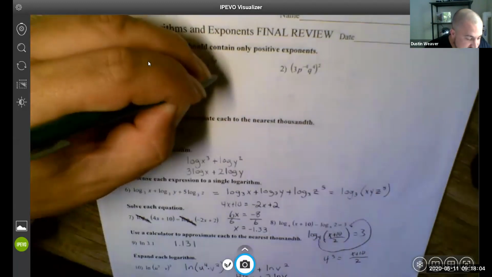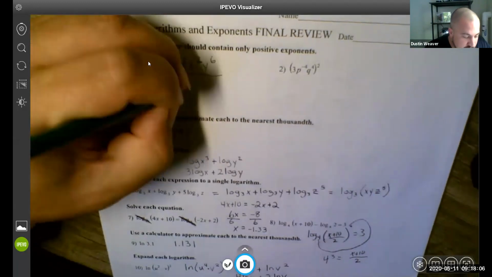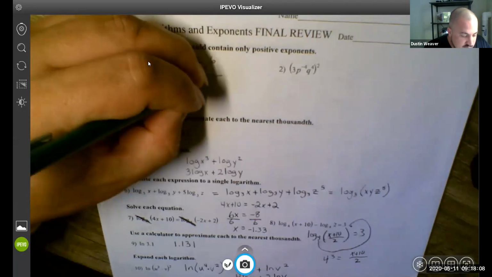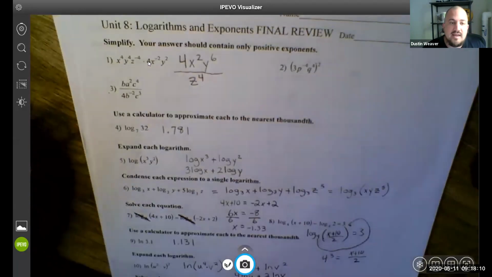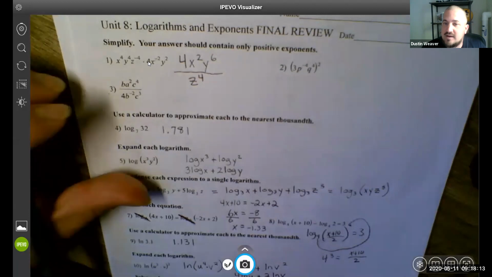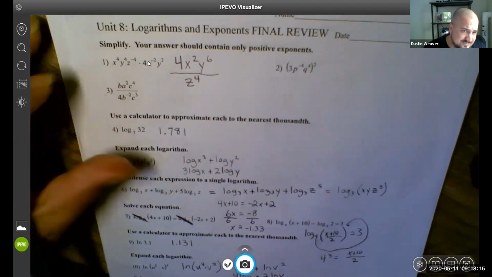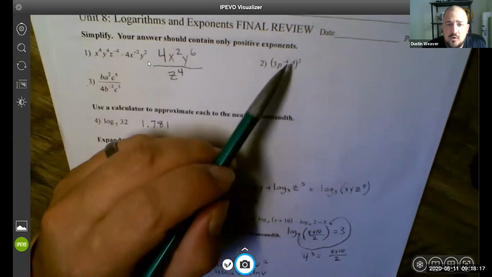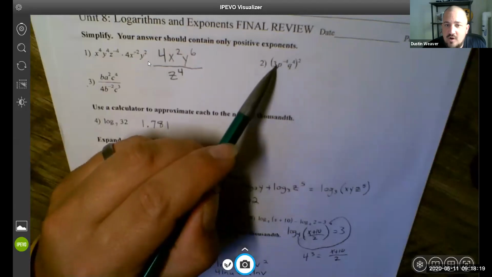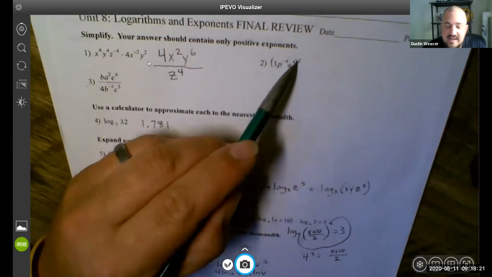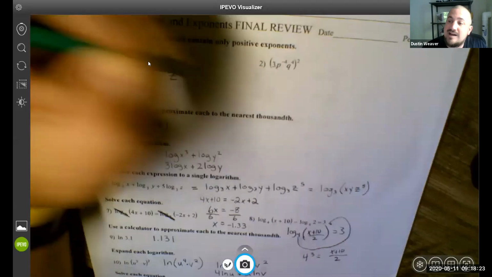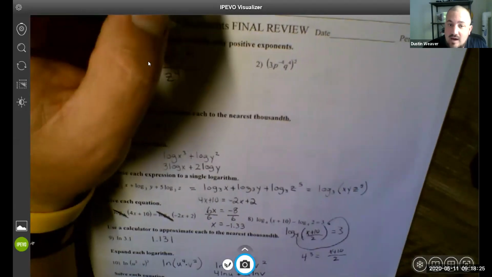So remember, if you have a negative exponent, you can't end a problem with a negative exponent. So it would just send it to the bottom, and now the exponent becomes positive. Okay? And number 2, you're multiplying your exponents, but remember your coefficient, the big number, you actually take to the power. So it's not 3 times 2, it's 3 to the 2nd power.